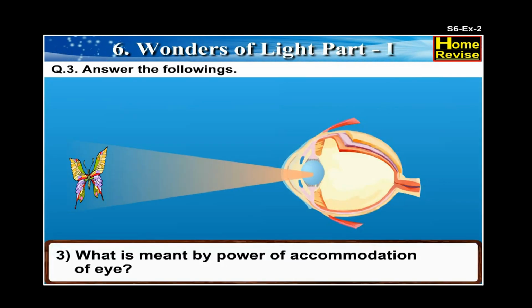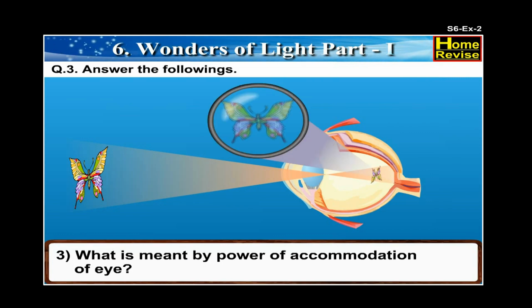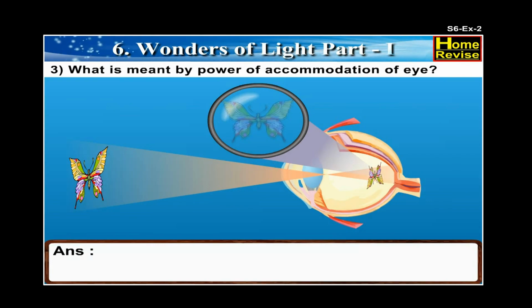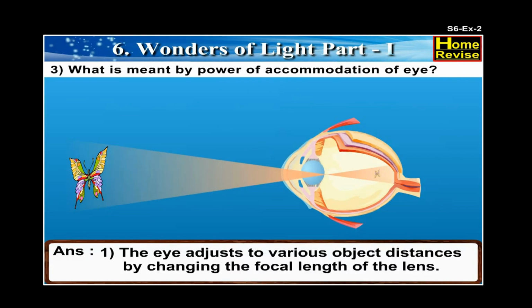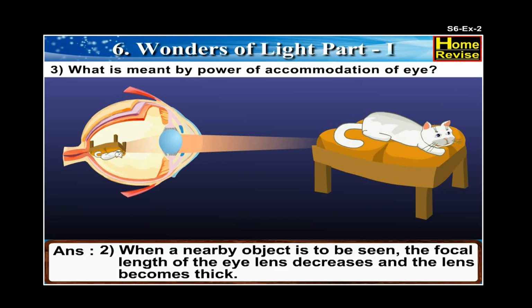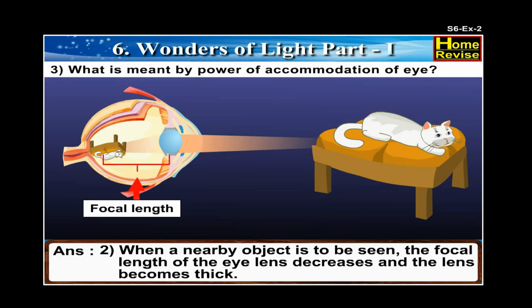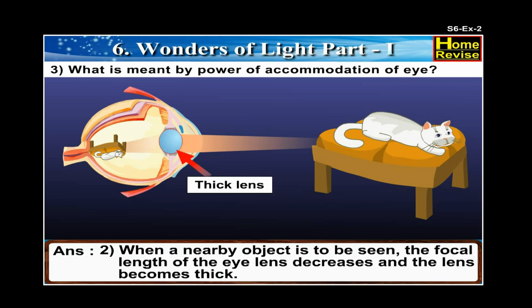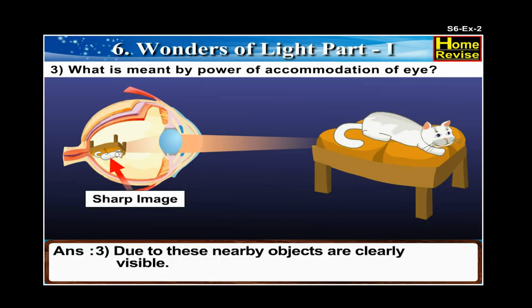Third, what is meant by power of accommodation of eye? Answer. The eye adjusts to various object distances by changing the focal length of the lens. When a nearby object is to be seen, the focal length of the eye lens decreases and the lens becomes thick. Due to this, nearby objects are clearly visible.